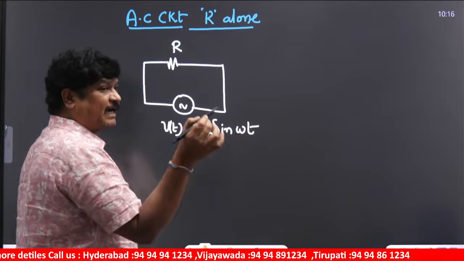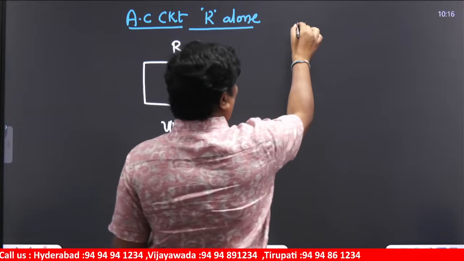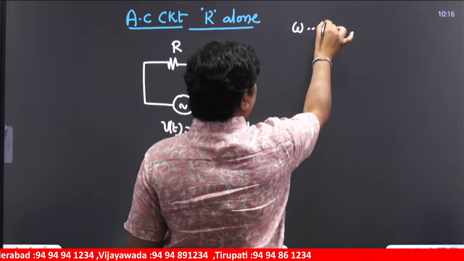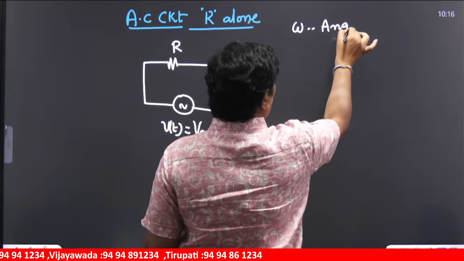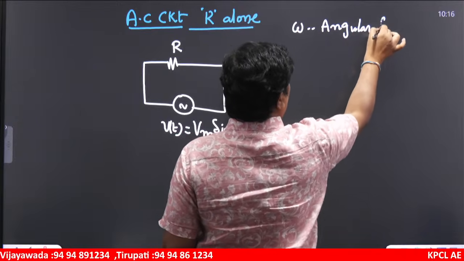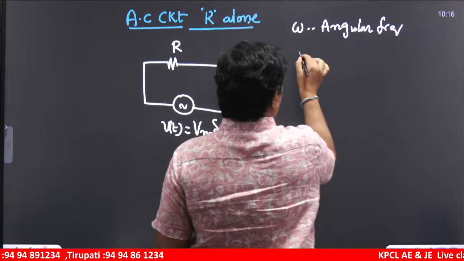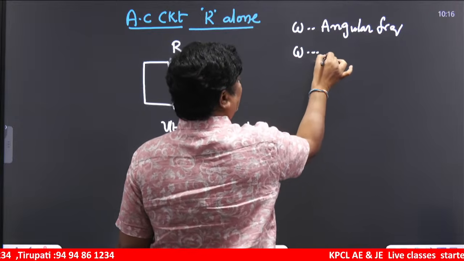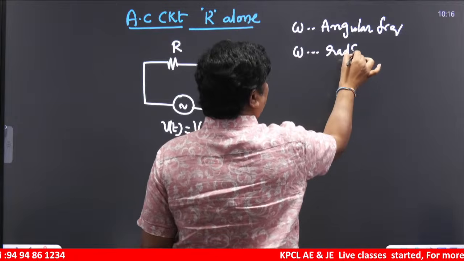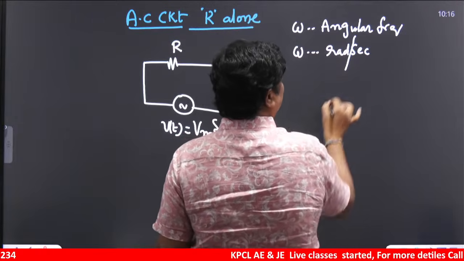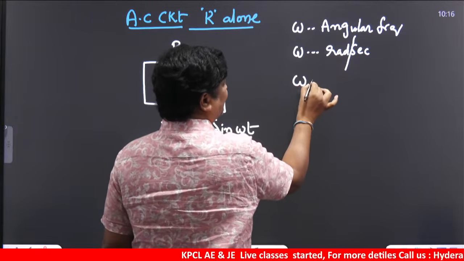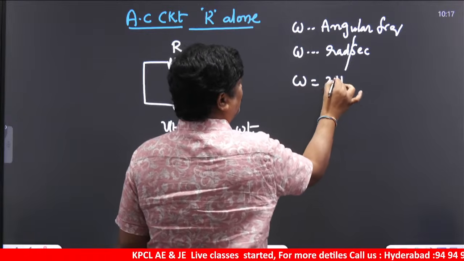Sir, what is omega, sir? What is omega? Omega is nothing but the angular frequency. The units of omega are radians per second. And the omega formula is given by 2 pi into f.